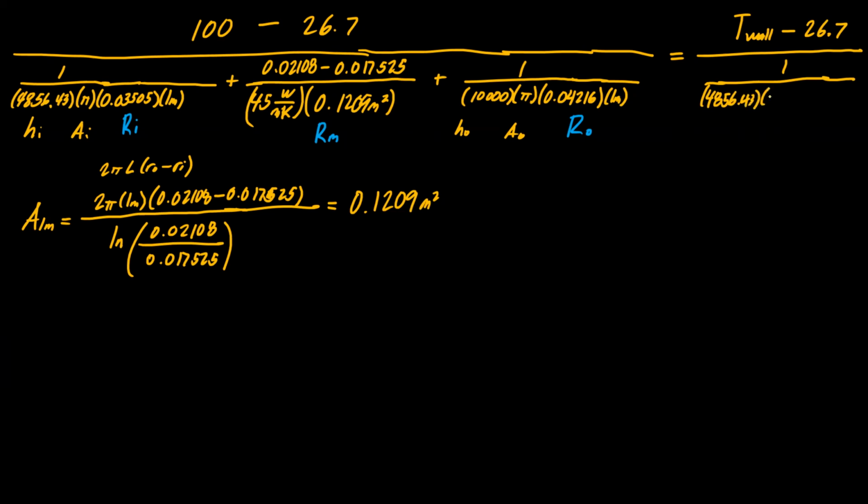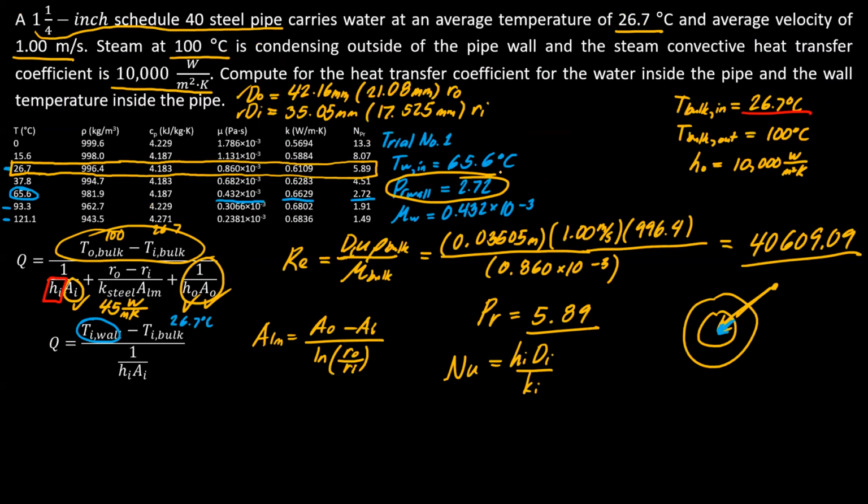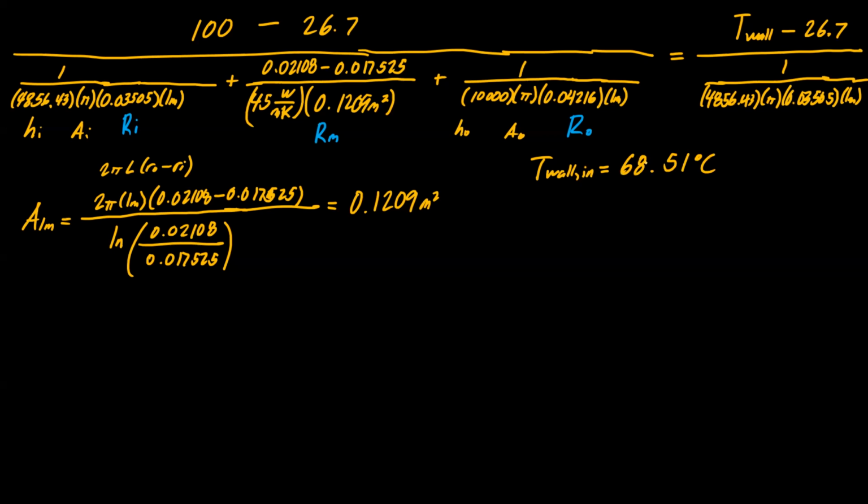85642. Okay, so if you cannot read this, it's just the same as the Ri here. So solve for the T wall, temperature of the wall inside. Okay, the temperature of the wall is 68.51 degrees Celsius. What is our first one? Oh, 65.6, 68.51.